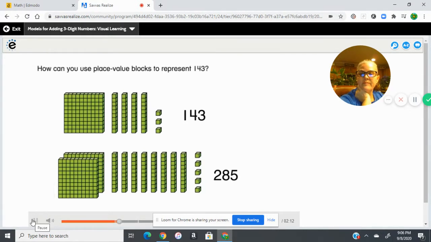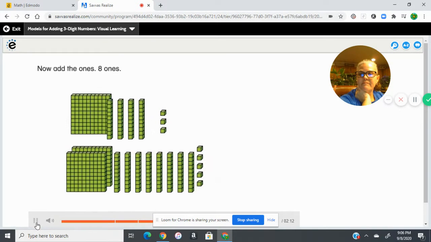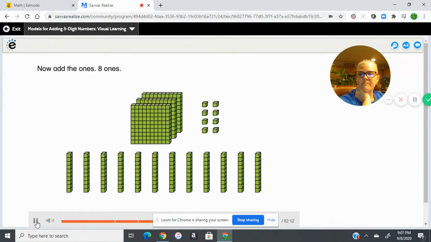How can you use place value blocks to represent 143? 143 equals 100, 4 tens, and 3 ones. How can you use place value blocks to represent 285? 285 equals 2 hundreds, 8 tens, and 5 ones. Now add the ones.